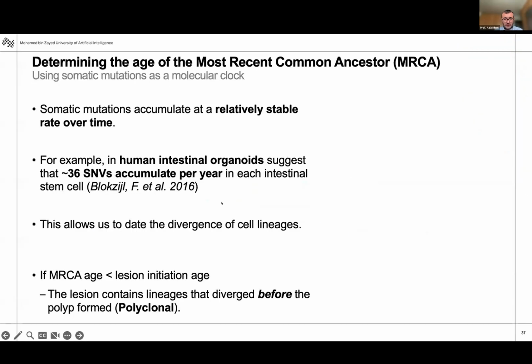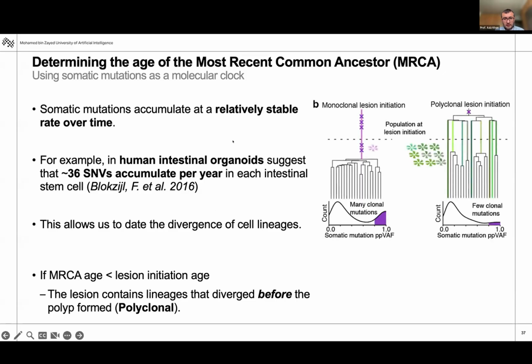So then, of course, we use the MRCA, most recent common ancestor, to detect it. How do we detect if a polyp is polyclonal? We use the somatic mutation as a molecular clock by quantifying the number of clonal mutations, those present in every cell of the lesion. We can estimate the age of the MRCA. If the MRCA existed after the polyp formed, the lesion is monoclonal. However, if the MRCA dates back to infancy, long before the polyp appeared, it implies the lesion consists of lineages that diverged early in life and came together to form the polyp. So this is our definition of a polyclonal lesion.